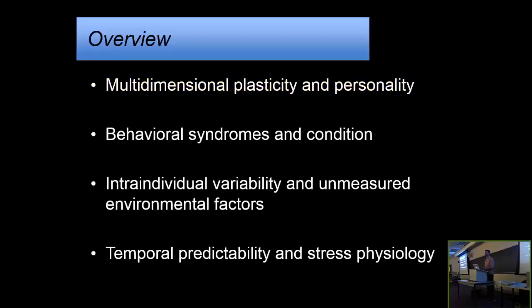Behavioral syndromes and condition, assessing a few models explaining how condition might account for correlations among behaviors. Then talking about intra-individual variability and how unmeasured environmental factors might be contributing to that type of variation. And when I say intra-individual variability, I'm talking about how widely an individual might fluctuate around its behavioral mean. And then wrapping up with a little talk on temporal predictability and how stress physiology might affect those patterns of behavior. So, all right, to start off with multidimensional plasticity and personality.